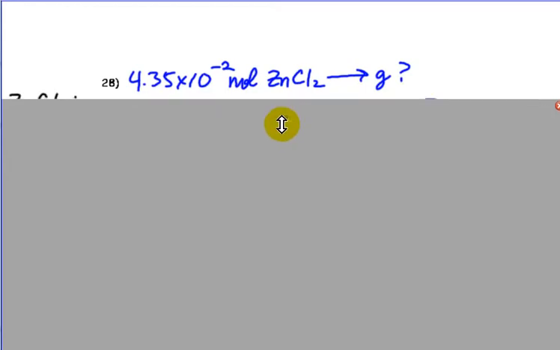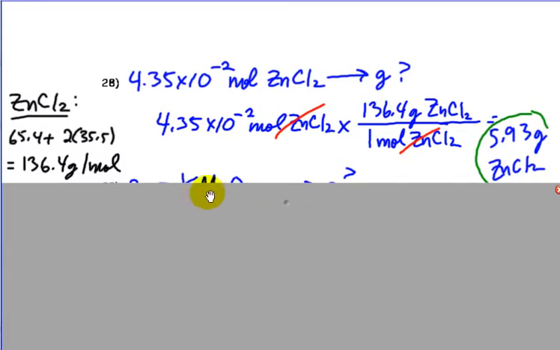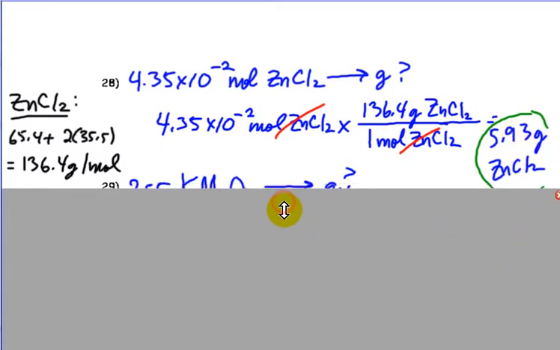Okay, if you had a chance to do that, first of all we have to figure out the molar mass of zinc chloride. 1 mole of zinc, 65.4. 2 moles of chloride, 2 times 35.5, so you get 136.4 grams per mole. And we need moles on the bottom, grams on the top, so our molar mass, we represent it like this, just like on the Y chart. 5.93 grams of zinc chloride.